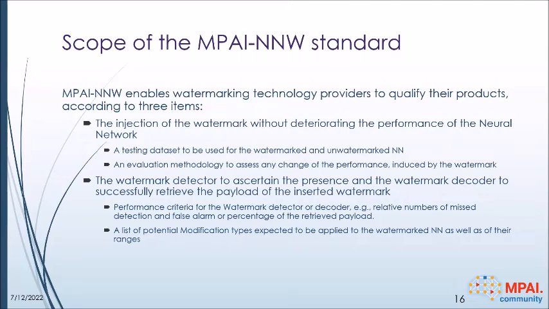We search for a list of performance criteria for the watermark detector and decoder. In the case of binary detection, this can be relative to the number of misdetections and false alarms, or in the case of the decoder, it can be a percentage of the retrieved payload. So we may say that the procedure works with, I don't know, a 10 to the minus 6 bit error rate. It's just an example for making it clear. It doesn't have anything to do with the actual development of the standard. It's really just pedagogically speaking.